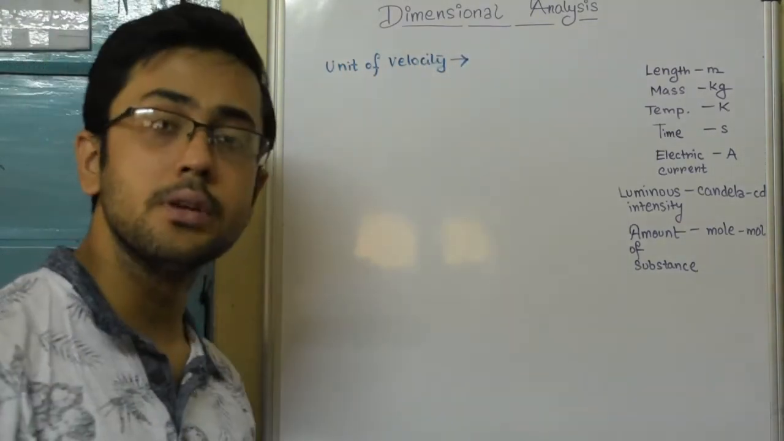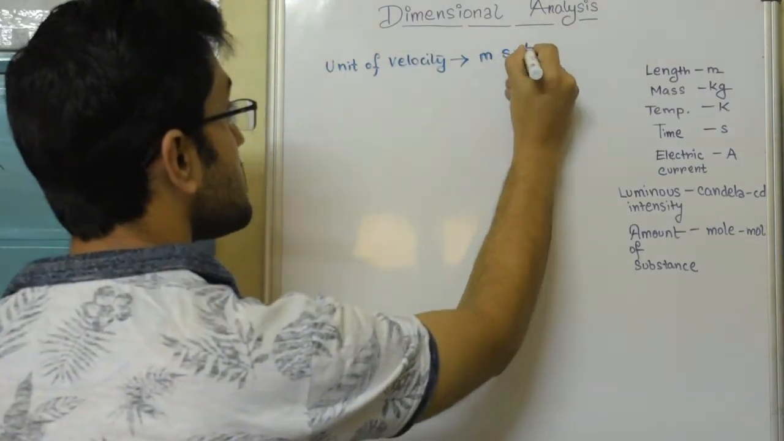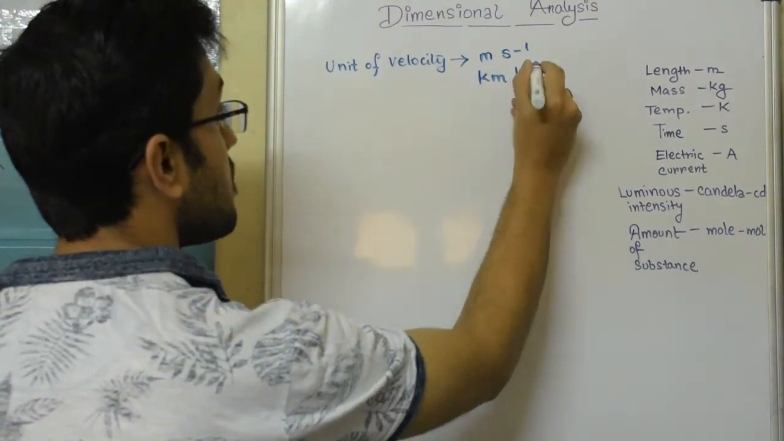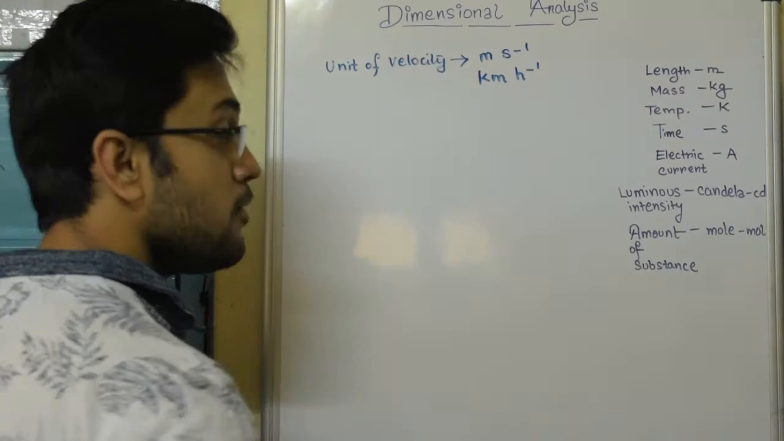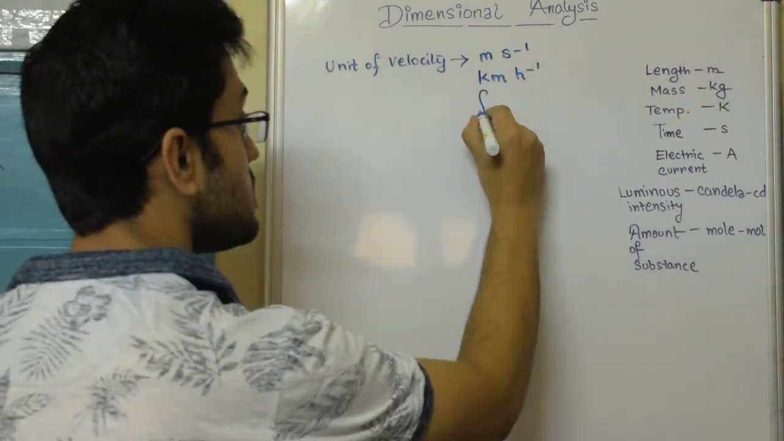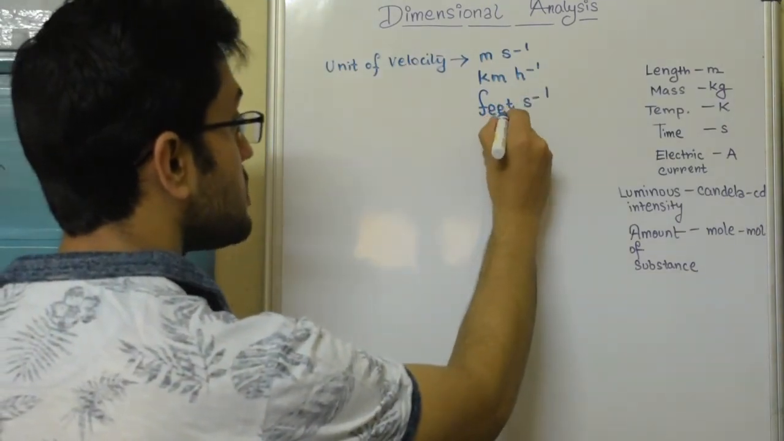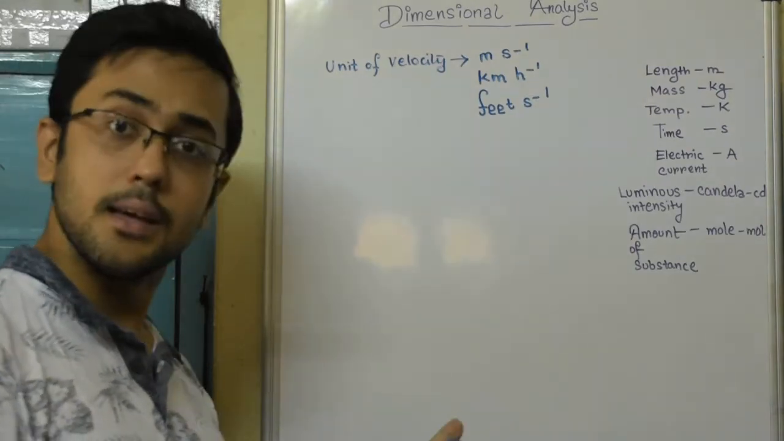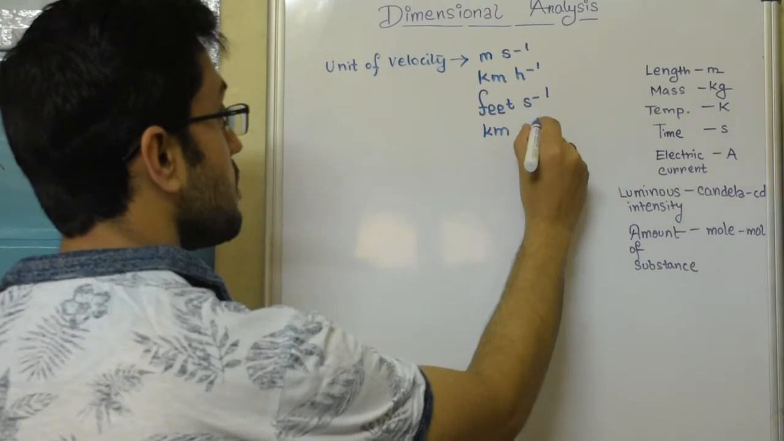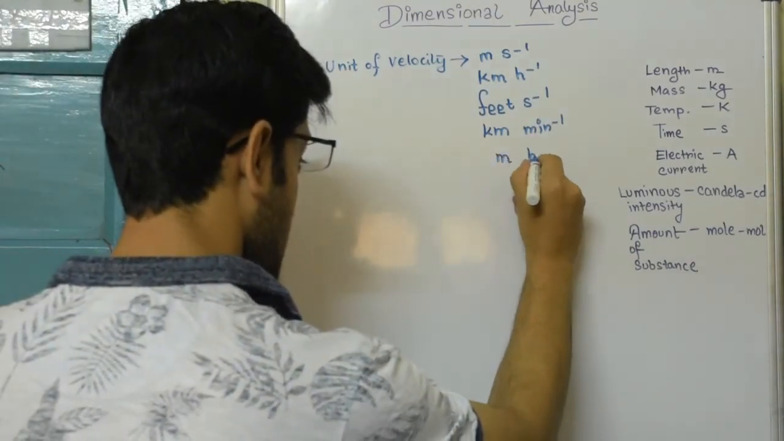what are the different units that you can write for velocity? In the SI unit, it's obviously meter per second. You can also write kilometer per hour. That's right as well. If you go to the FPS system, which is used by the British, then it is foot per second, or rather plural, so feet per second. That is again a correct unit. You can also even write kilometer per minute. You can write meter per hour.